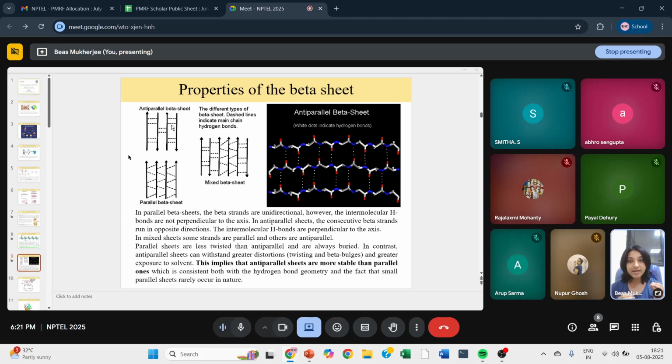In the mixed sheets, now there can be mixed beta sheet where parallel and antiparallel are there together. So parallel sheets are less twisted than the antiparallel sheet and are always buried. In contrast, antiparallel sheets can withstand greater distortion, twisting and beta bulges, and greater exposure to solvent. This is why the antiparallel beta sheets are more stable compared to the parallel beta sheets, which is consistent with both hydrogen bond geometry and the fact that smaller parallel sheets occur in nature. That means that because of the length of the hydrogen bonds, you know that bond length is inversely proportional to bond stability.